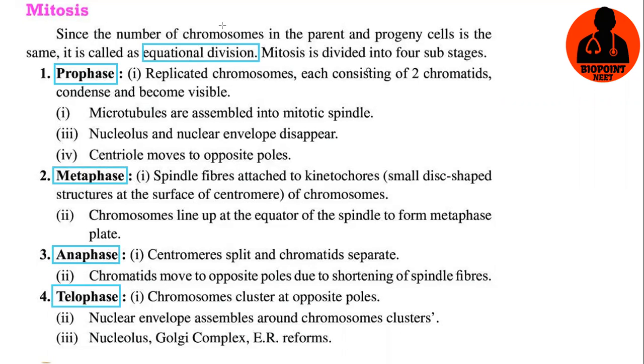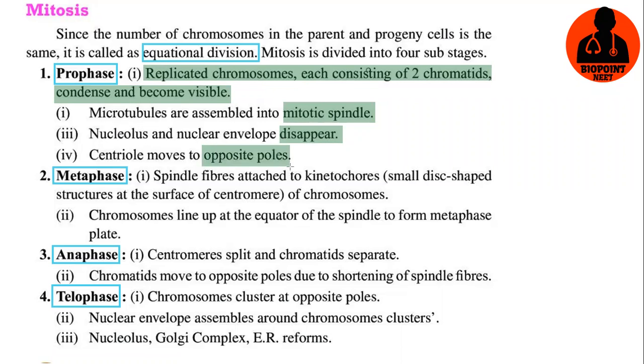So what happens in this prophase? In prophase, replicated chromosomes, each consisting of two chromatids, condense and become visible. Microtubules are assembled into the mitotic spindle. The nucleolus and nuclear envelope disappear. The centrioles move to opposite poles. All these are the important features occurring in prophase of mitosis.